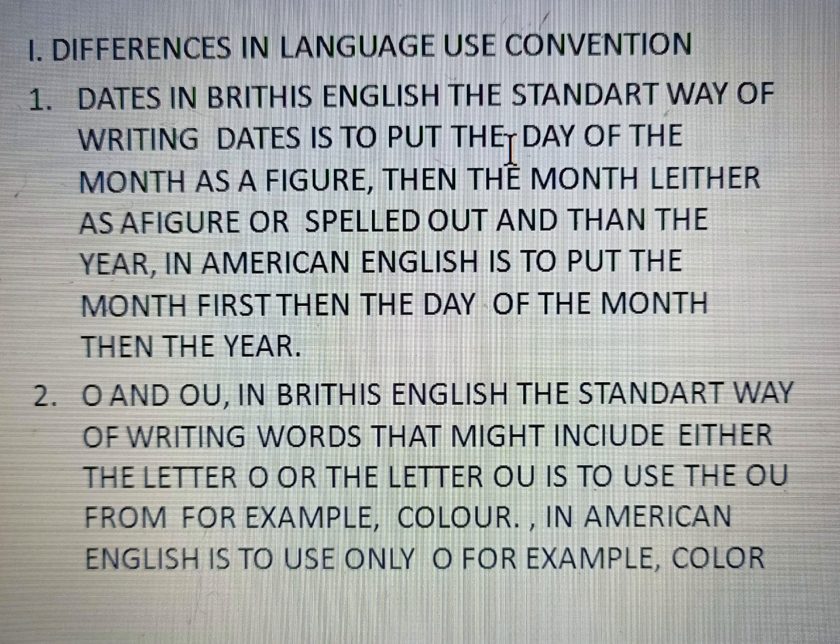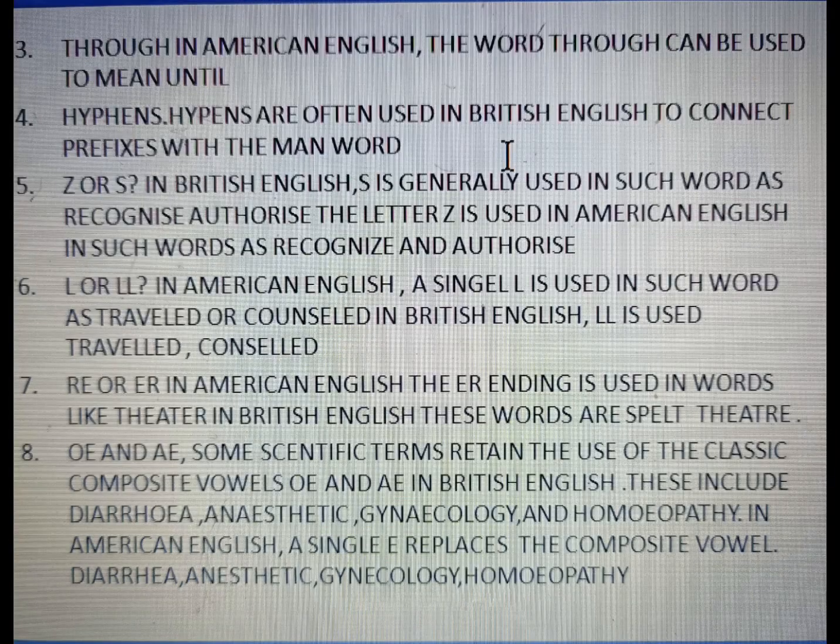Two, OU and O. In British English, the standard way of spelling words that might include either the letters OU or the letter O is to use the OU form, for example, colour. In American English it is to use only O, for example, color. Three, through. In American English, the word through can be used to mean until.